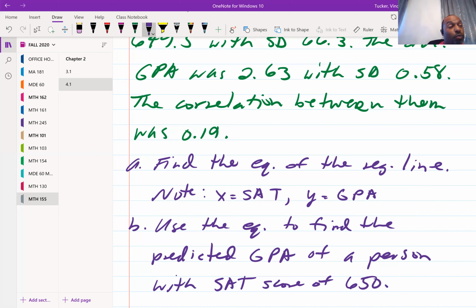So if you want to predict what someone's GPA will be if they score a certain score on the SAT, then SAT is going to be your X, which will explain why somebody would be getting this certain GPA. That's what you're using it for. And so that's what we're doing. We're allowing the SATs to predict what our GPAs will be. So whatever you're trying to predict will always be your Y.